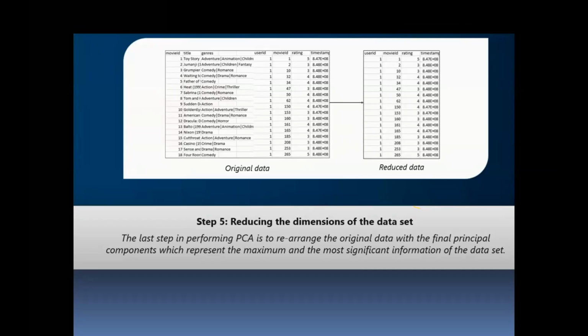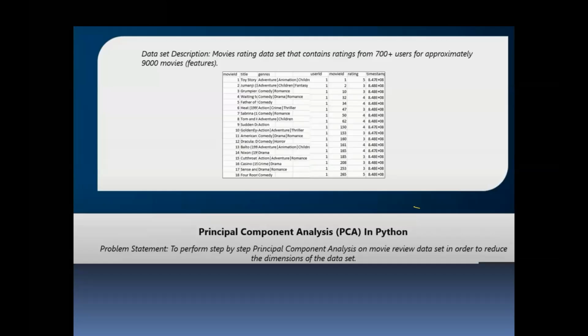So the last step, just now we described, is to perform the PCA to rearrange the original data with the final principal components, which represent the maximum and the most significant information of the data. So next, what we have to do is the data set. Here we have to perform the PCA in Python. The step-by-step process is actually waiting for you guys.